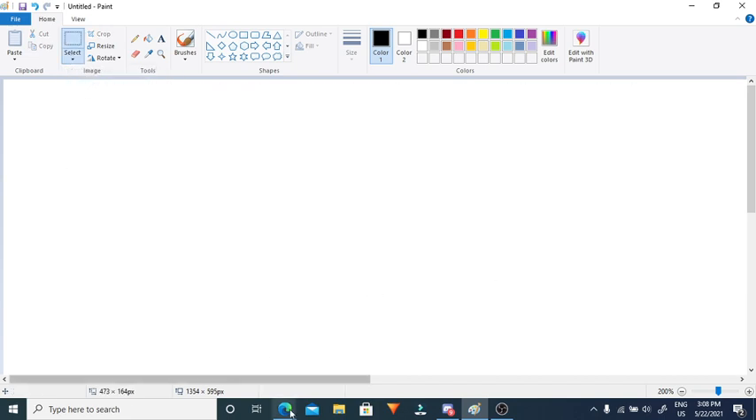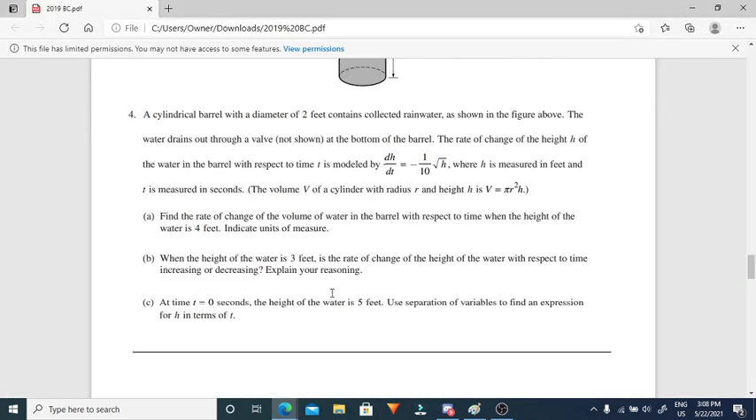Sorry about that. Okay. Moving on, part B. When the height of the water is 3 feet, is the rate of change of the height of water with respect to time increasing or decreasing? Well, we have dh over dt equals negative 1/10 root h. I don't think I need to show work for this one.